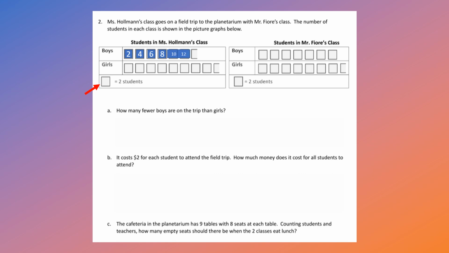12, and that's a half of a square. What's half of 2? That's right, 1. So my next number is going to be 13. So there are 13 boys in Miss Holloman's class.